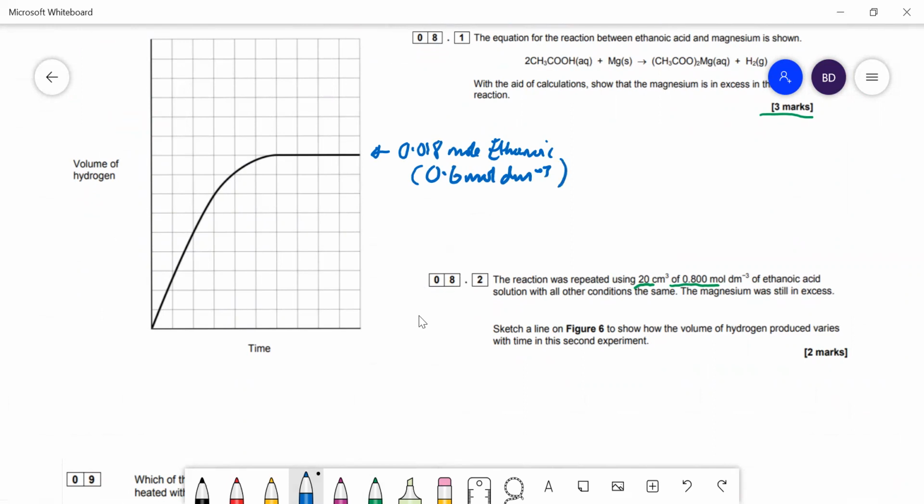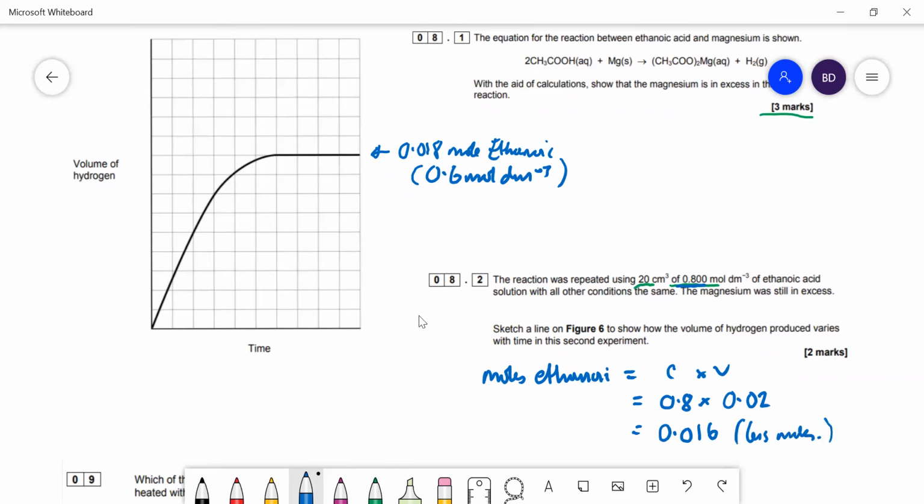Right, in this new one here, we're using a higher concentration of ethanoic acid. Okay, so it will go faster because it's a higher concentration, but we've got to see how many moles we've got. So let's do here in this new one, the moles of ethanoic is equal to conc times volume, 0.8 times 0.02, that's 20 over 1,000, gives us 0.016. Okay, so we've got less moles of that.